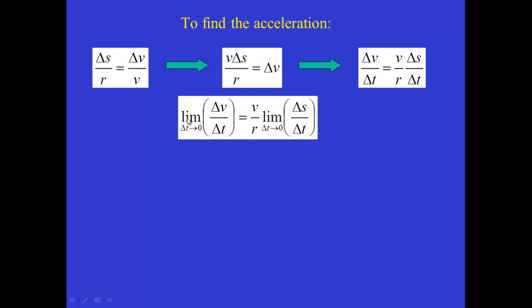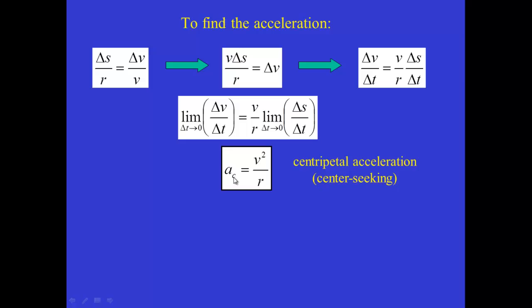So in the limit where delta t goes to 0, the average velocity becomes the instantaneous velocity. And so the delta v over delta t, which really represents the average acceleration, when we take the limit as delta t goes to 0, becomes the instantaneous acceleration. And so we end up with v over r times this limit, which I've already argued is the same as the instantaneous velocity. So we just get that the acceleration in the centripetal direction, or in the radial direction, is v squared over r.